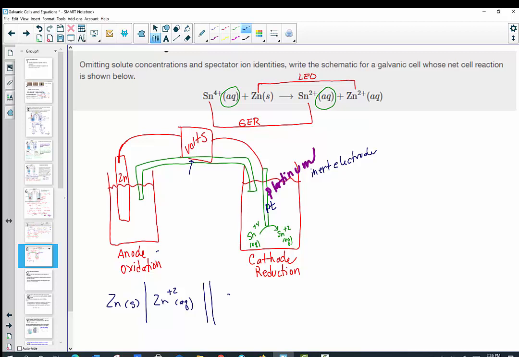In solution, we start with Sn plus 4, aqueous phase, and then a comma to separate the Sn plus 2, aqueous phase, and then the line with the electrode, platinum. And that inert electrode is being used as the site of reduction for the aqueous ion of plus 4 turning into plus 2. I picked this one on purpose to remind us: if you have an aqueous phase for both reactant and product, we need to have an inert electrode.